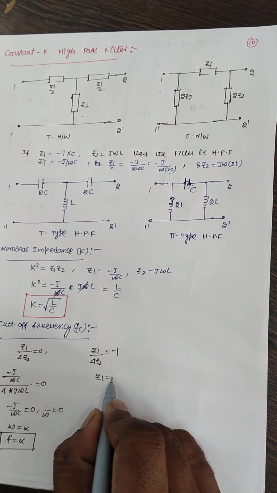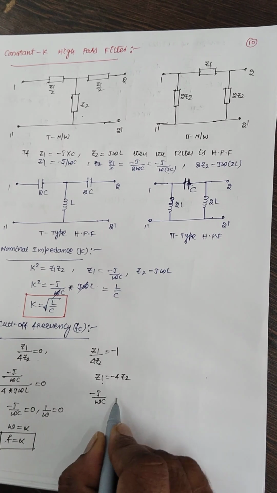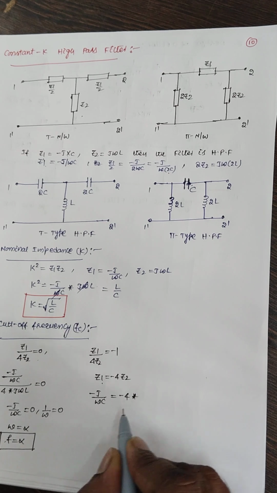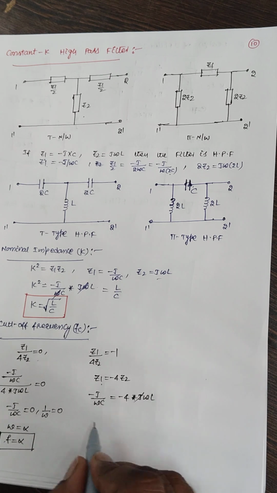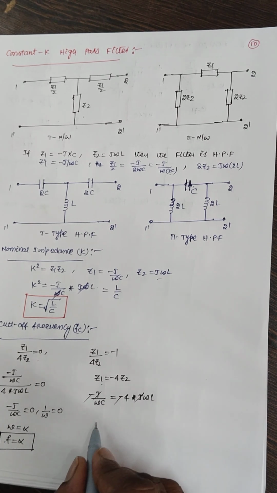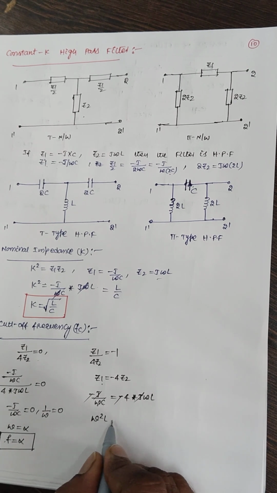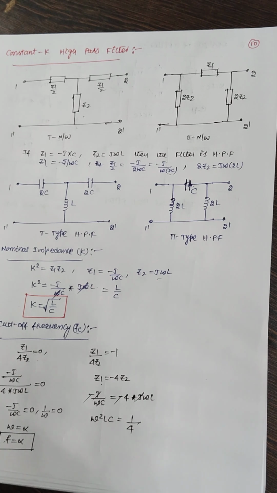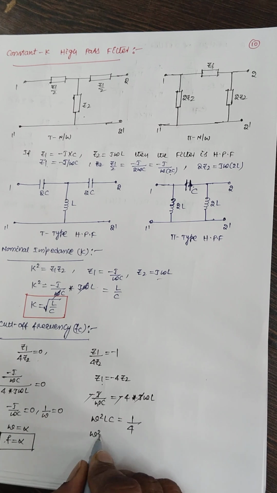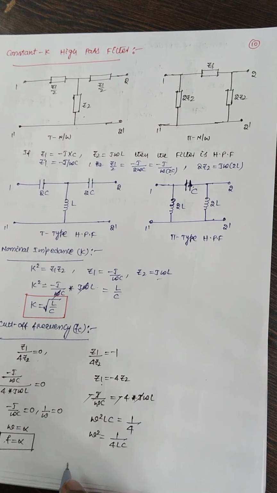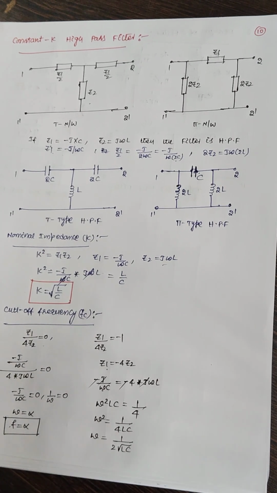So that is Z1 is equal to minus 4 Z2. Z1 value is minus j divided by omega C, minus 4 into Z2 value, which is j omega L. If we calculate j and j, this minus and this minus will get cancelled here. So what I got here is omega square LC is equal to 1 by 4, and omega square is equal to 1 by 4 LC. So omega is equal to 1 by 2 root LC.